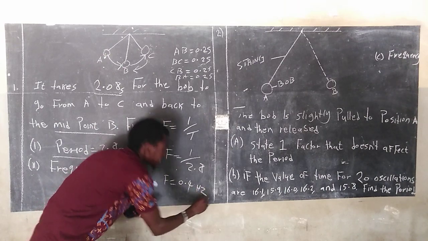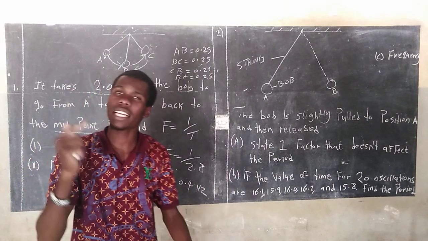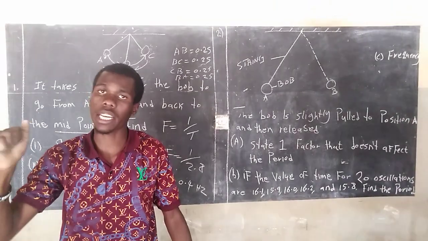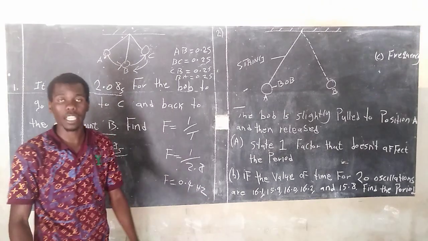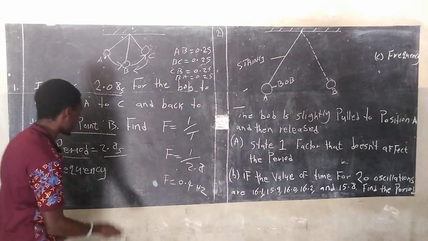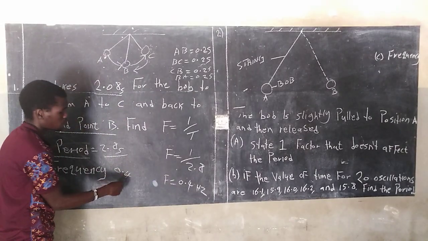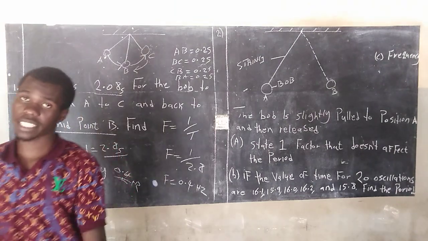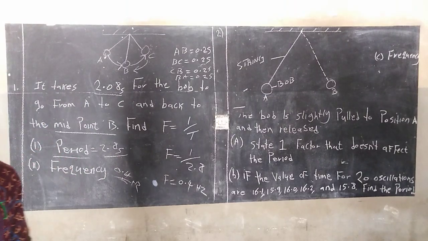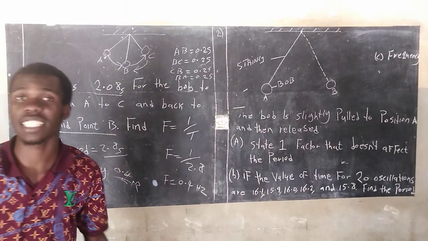Hz. The SI unit for frequency is Hz, the same applies in waves. So our frequency is 0.4 Hz. In physics it is very important that you put the SI units. Once you don't put the SI units, you'll be penalized in an exam.